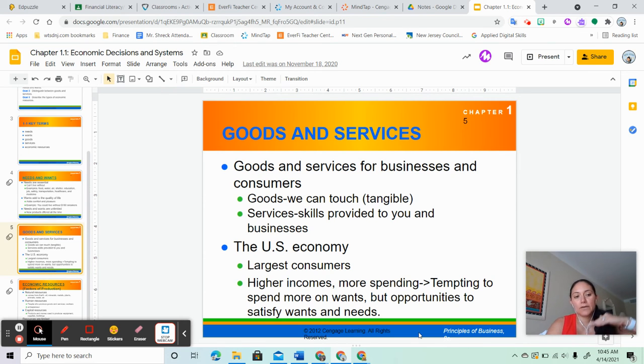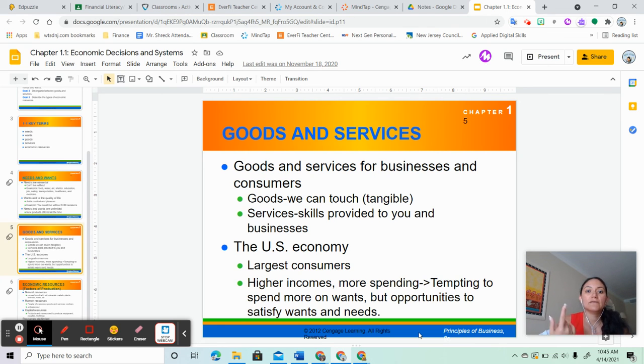So the higher the income, that means the more money people make, the more people want to spend on wants. They say, more money, more problems. That's pretty much the term, because when we have more money in our pocket, we spend more, and we tend to spend more on wants as opposed to needs. We satisfy our needs first, but the higher the income, the more wants.